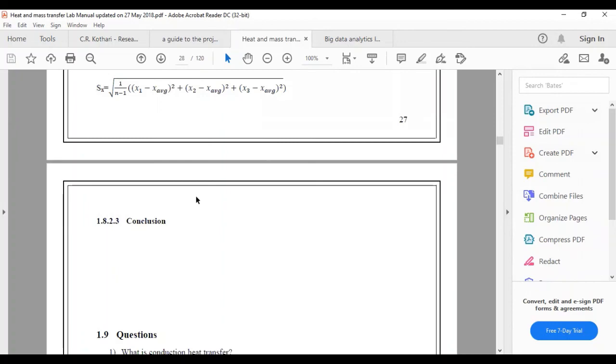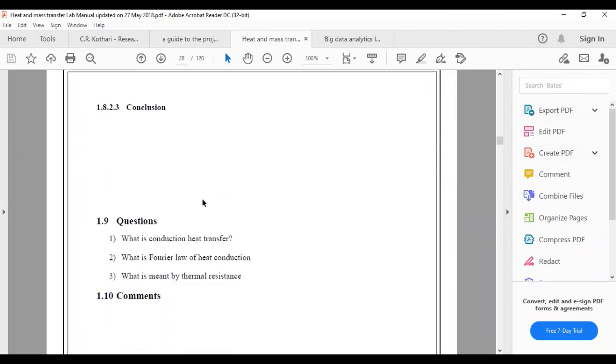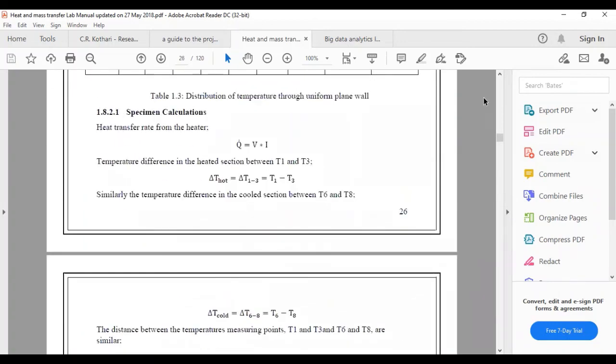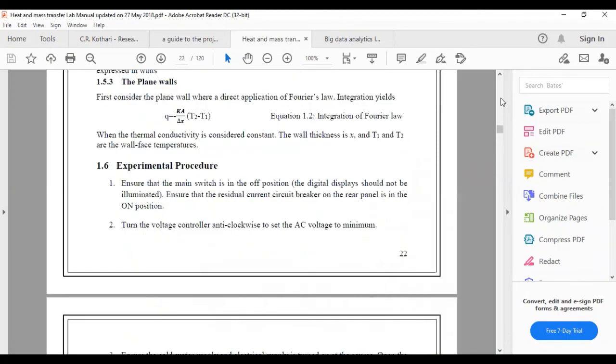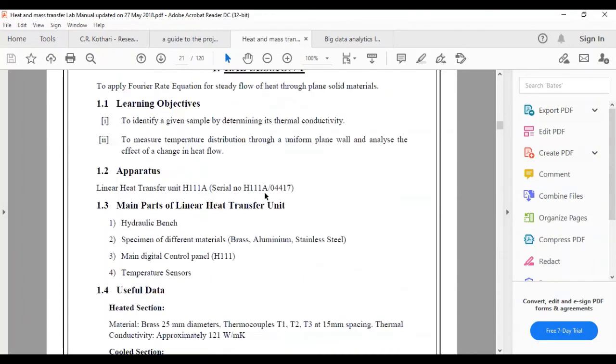So that was all about the experiment lab session number 1 for heat and mass transfer. We will use the Fourier law heat equation to measure the thermal conductivity and to verify the Fourier law. So that's all for lab session 1.